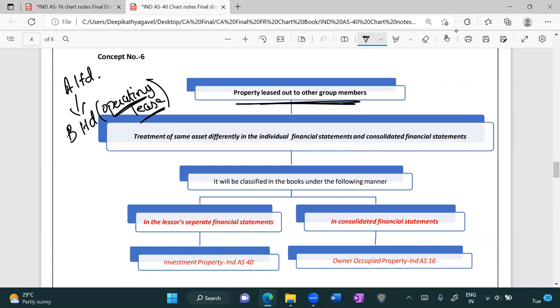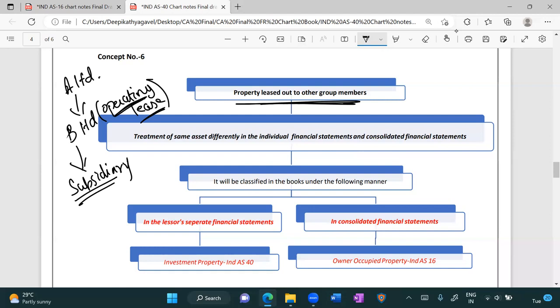In A's standalone financial statements, this property that is being leased out to B Limited, which is its subsidiary, will be treated as investment property. But when you go for consolidation, A and B are actually the same. We are combining their assets and all of that, right? So in that case, will you again treat it as an investment property?